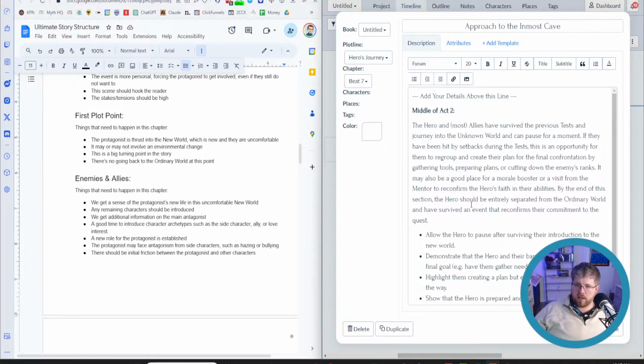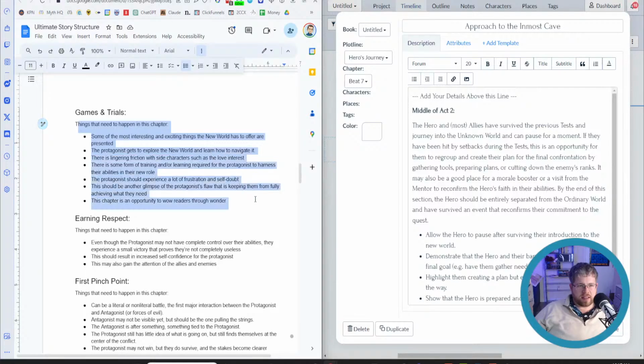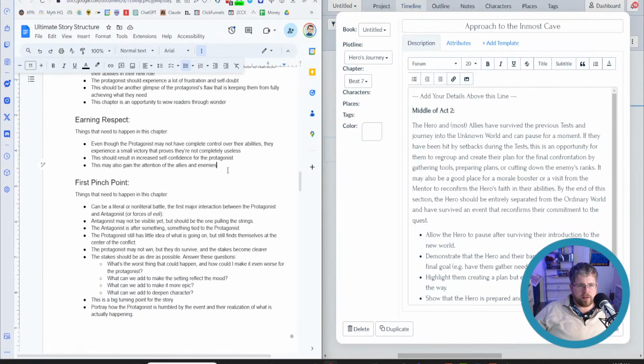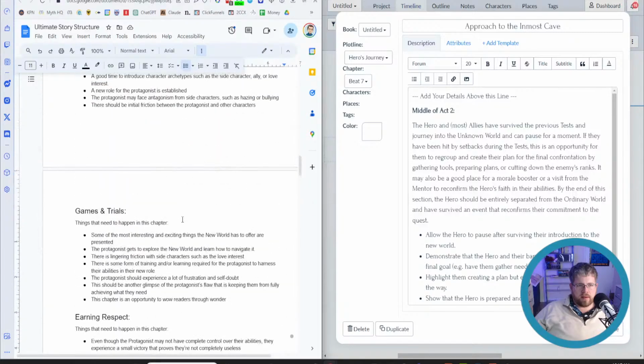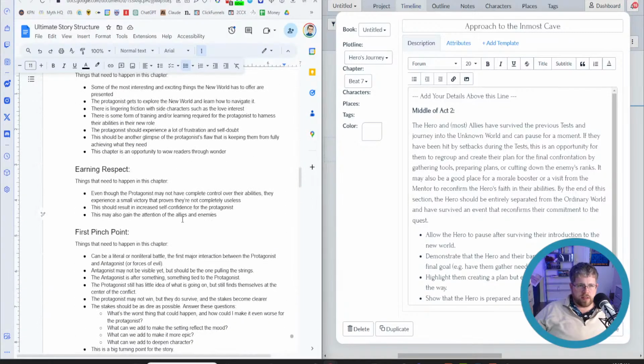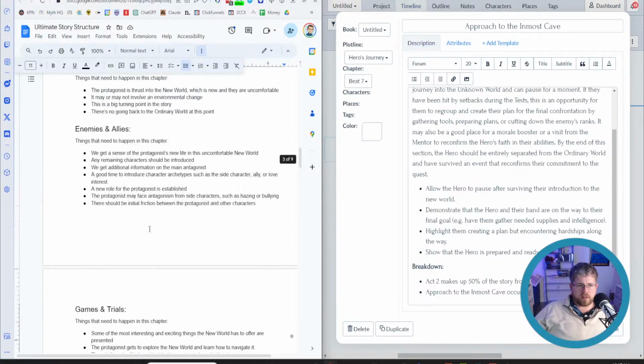By the end of this section, the hero should be entirely separated from the ordinary world and have survived an event that reconfirms their commitment to the quest. So I'm pretty sure we have something like that. Games and Trials has some of that. Earning Respect, where the hero has a small victory and gains some respect. I think that all pretty much covers the approach to the inmost cave. I'd also call this a first try fail cycle.